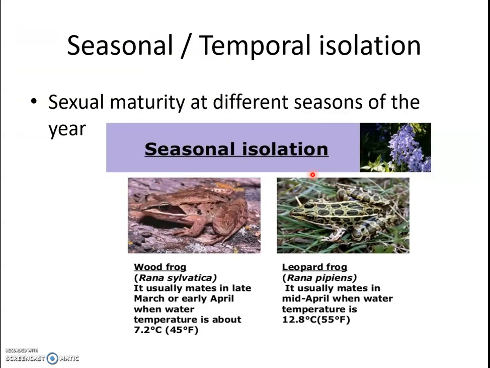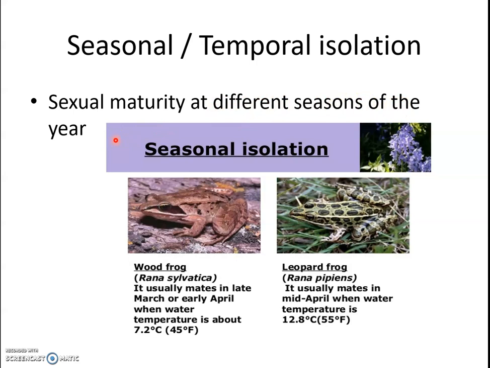Now we move on to the second type of isolation, that is called seasonal reproductive isolation, or it is also called temporal isolation. So here the reproductive isolation or interbreeding between the members is prevented due to the reason that the members reach sexual maturity at different seasons of the year.